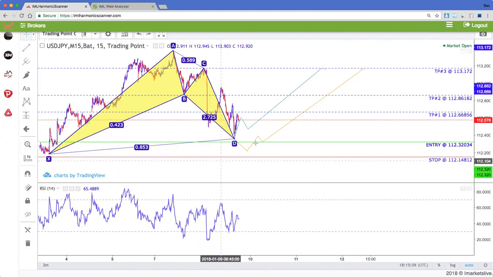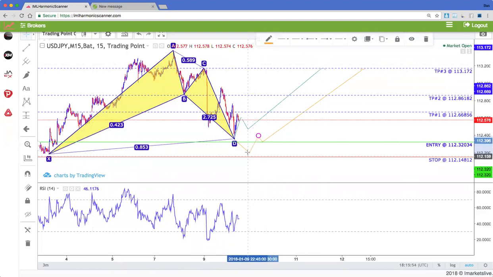All right, so these are the two options of what can happen on the harmonic scanner. One option is that it directly takes off, then it has a rebound, and then it goes up again. This is a better entry point than this level, because at this level you don't know what's going to happen.